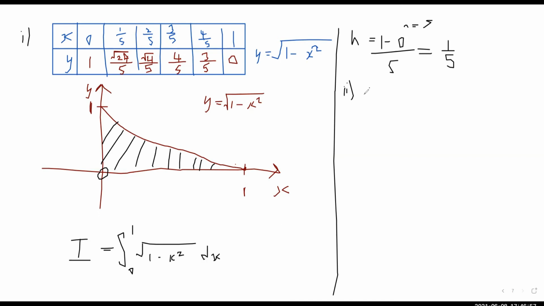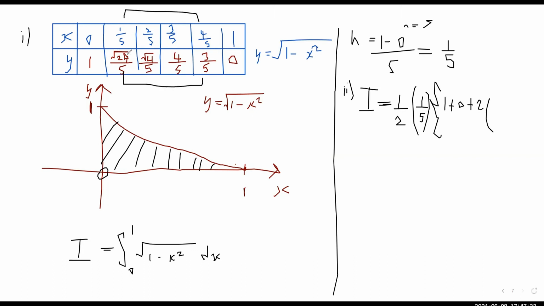And so what we're saying virtually then is I is equal to, remember the formula, a half of h, where h is 1 over 5. And that is being multiplied then by y naught, which is 1, plus yn, which is 0, plus 2 times everything in the middle. Everything in the middle is from here to here. These y values are in the middle.